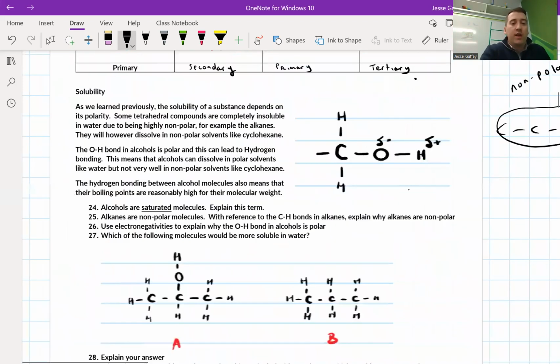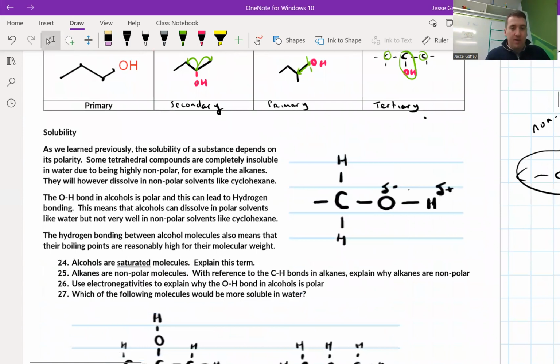Right, so I'm just going to go over here and read a little bit about solubility, to make sure I haven't missed anything. So it says, as we've learned previously, the solubility of a substance depends on the polarity. Some tetrahedral compounds are completely insoluble in water due to being non-polar. For example, the alkanes. Alkanes don't mix with water. They will, however, dissolve in non-polar solvents like cyclohexane. So non-polar, non-polar. In this case, water is polar, so are alcohols polar is the question.